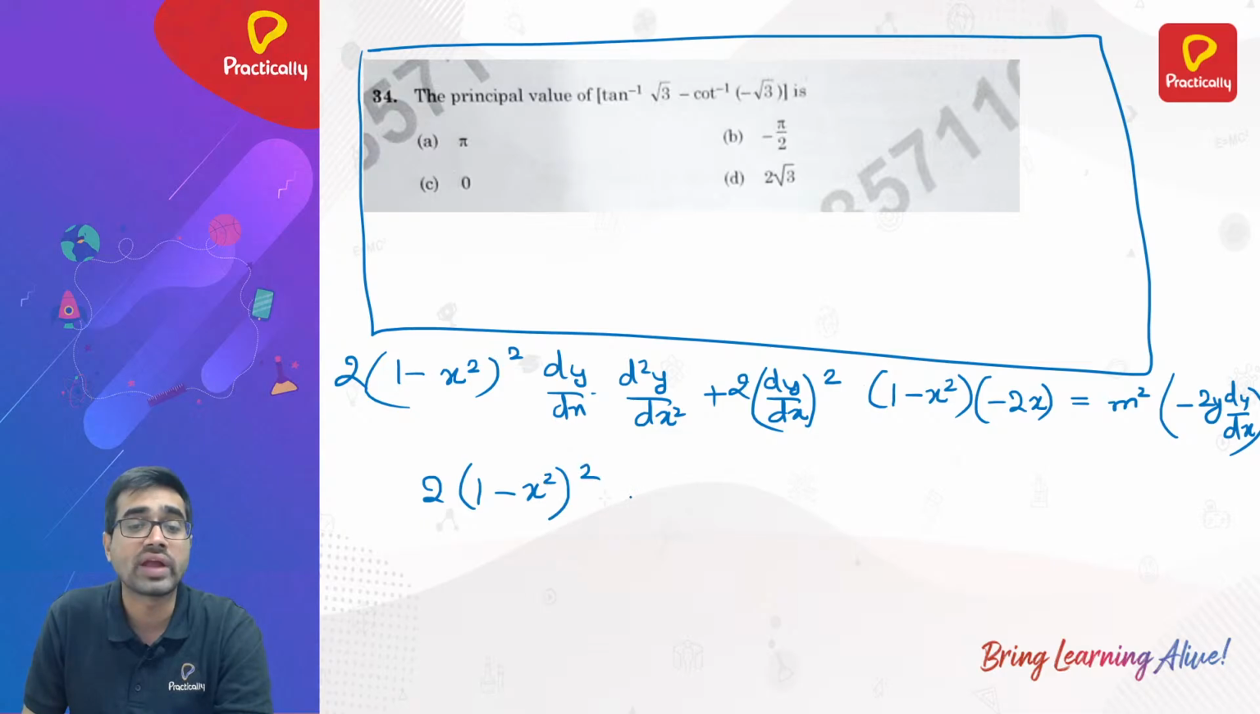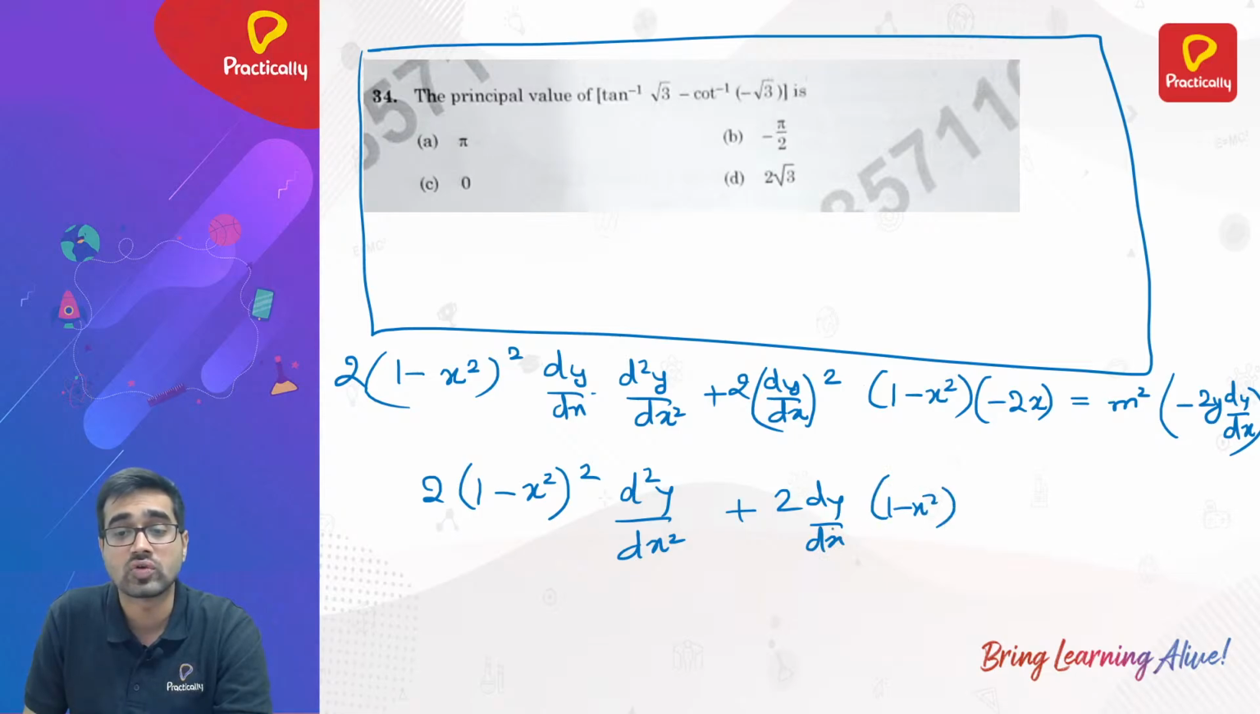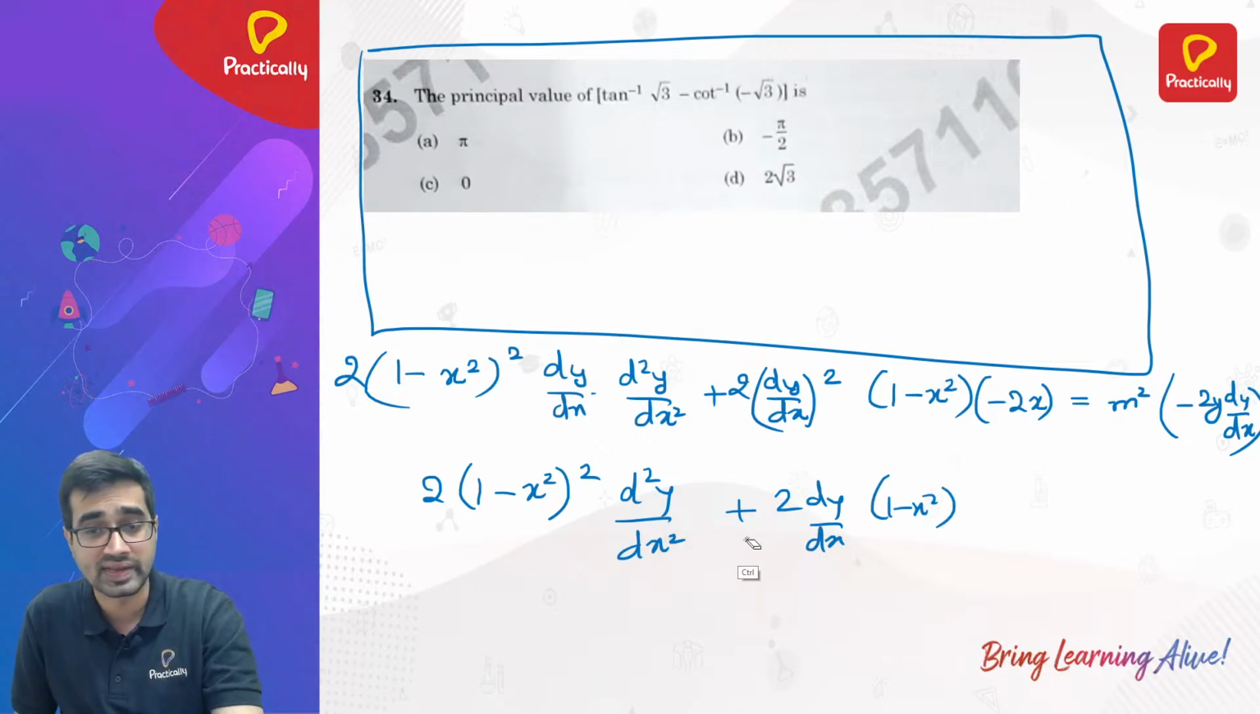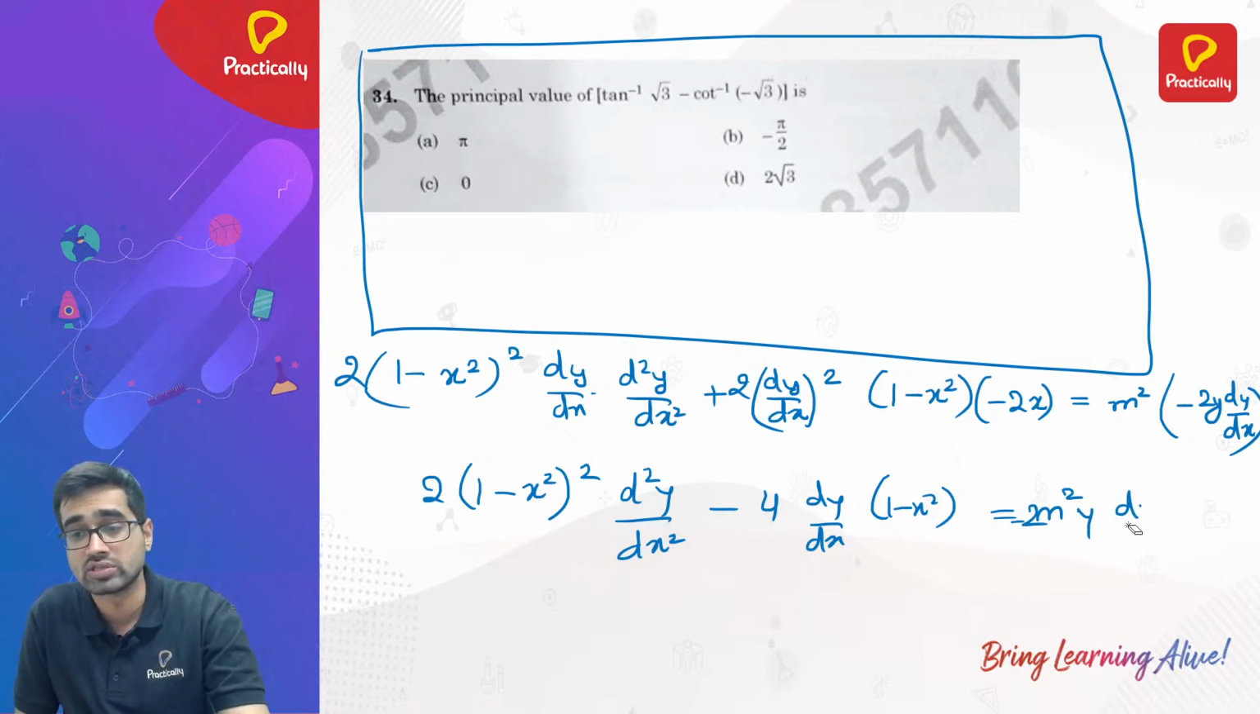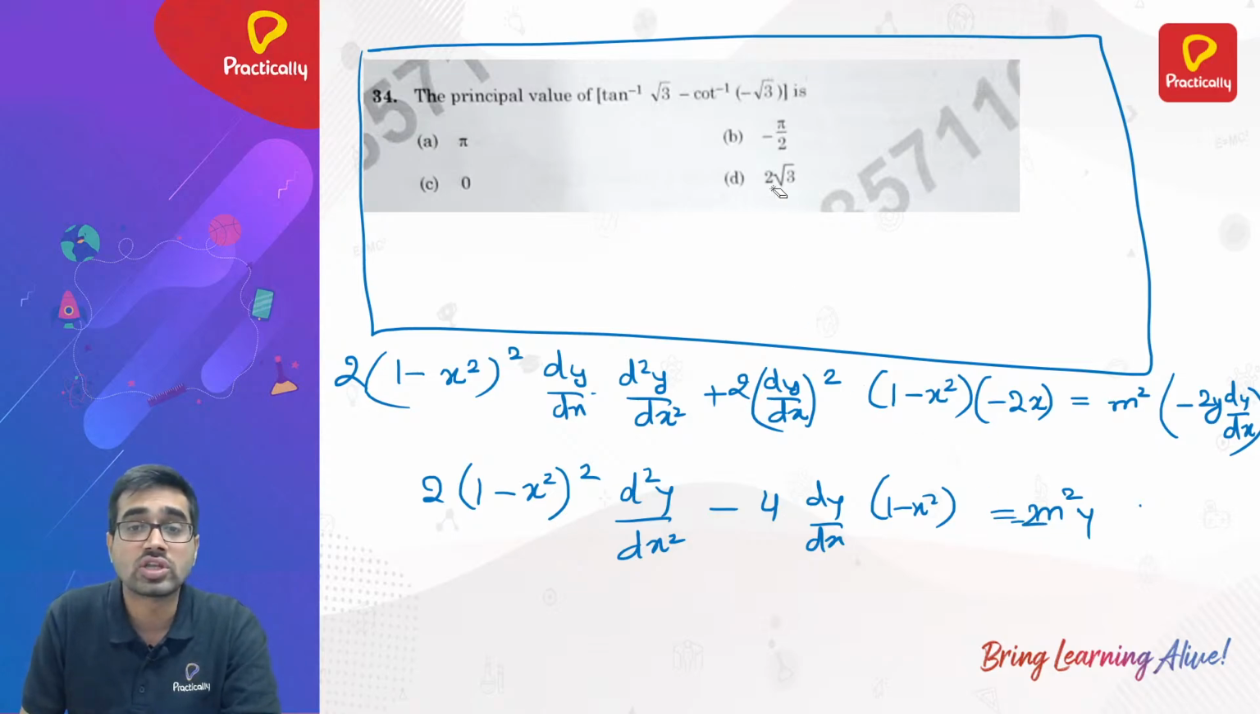Okay. So you get d2y by dx2 plus 2 dy by dx (1 minus x square), 2 and 2 will become 4 with a negative sign. Let me erase this. 2 times 2 is 4, so minus 4 is equal to m square, so it will be minus 2m square y. Dy by dx is gone because it has been cancelled from both the sides. So now you match.